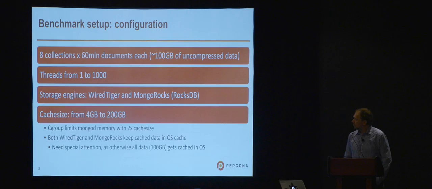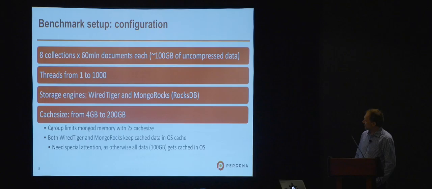In my benchmark setup, I use 8 collections with 60 million rows each, which gives about 100 gigs of uncompressed data. So you see when we use all memory, the data actually does fit into memory. And I vary threads from 1 to 1,000 to test scalability. For storage engines, I will test WiredTiger and RocksDB, the MongoDB implementation. And to see how the engine performs in a memory restricted environment, I am going to change cache size from 4 gigabytes to 200 gigs.